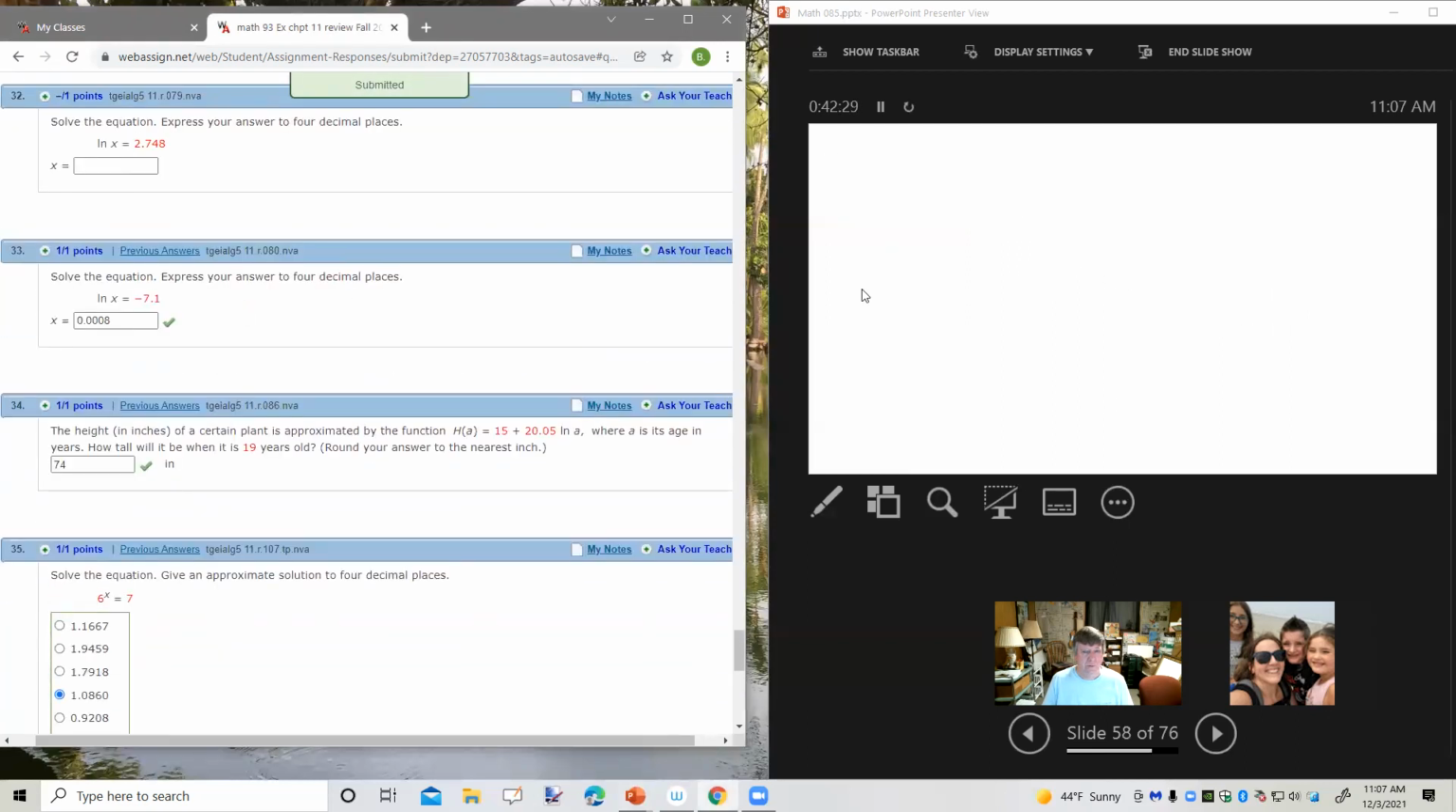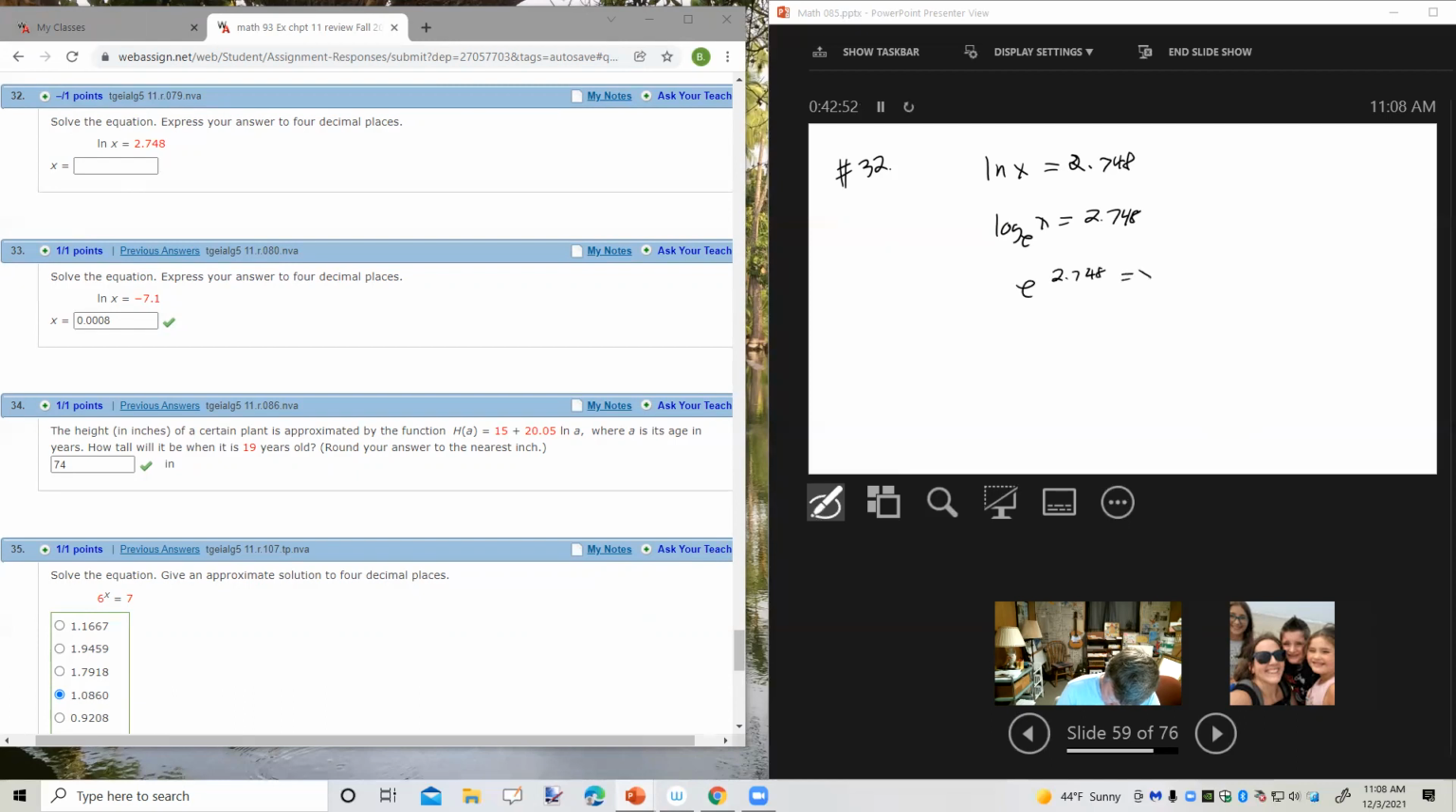Okay, let's do number 32. Solve the equation. Natural log of x equals 2.748. So log base e of x equals 2.748. e to the 2.748 power equals x. I can punch that into the calculator, e to the 2.748 power, and get 15.61137. The 7 would round up, so 15.6114.